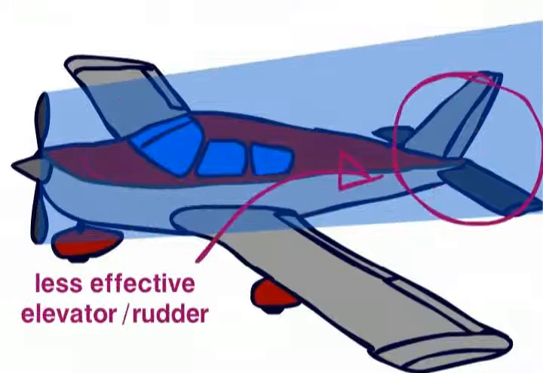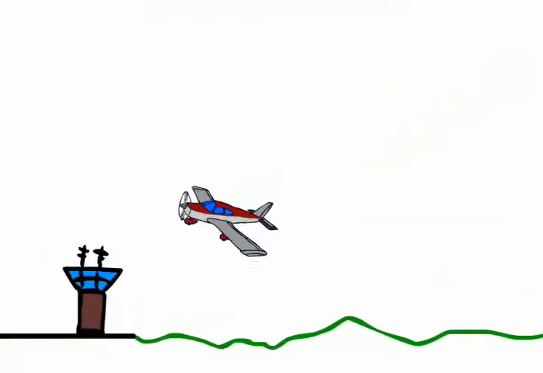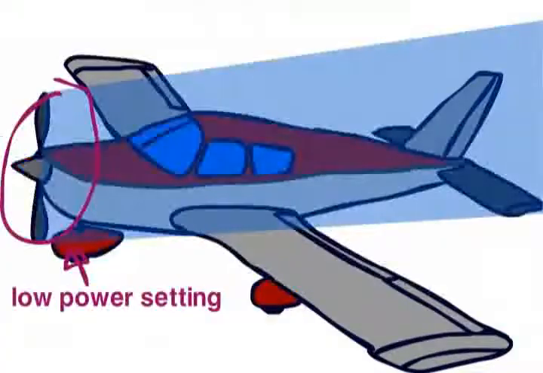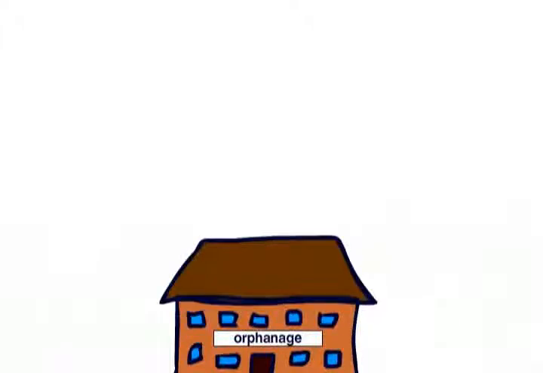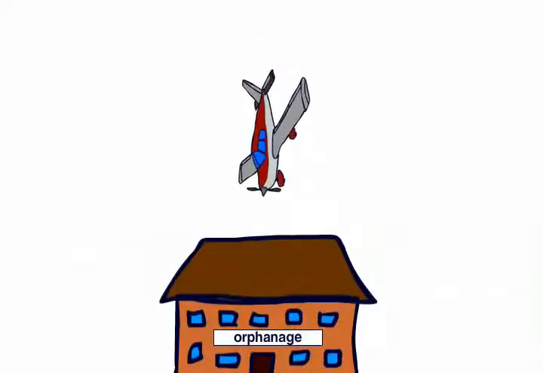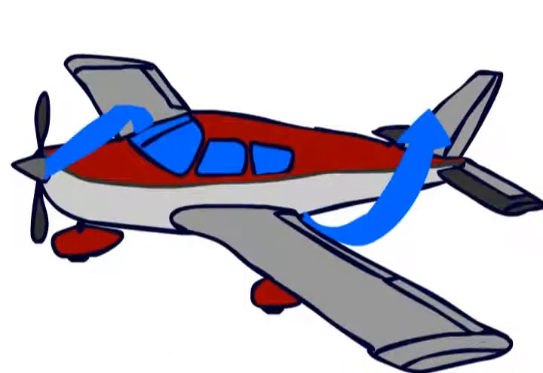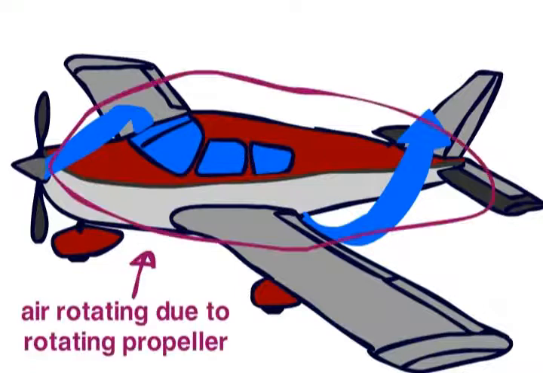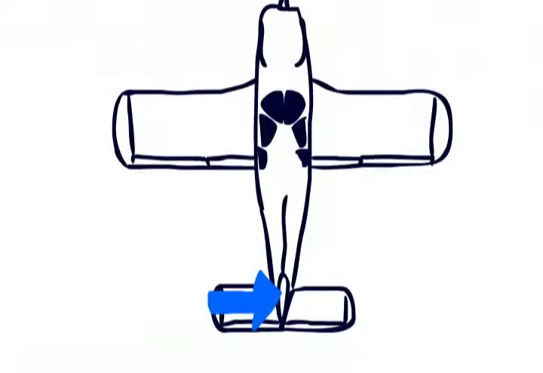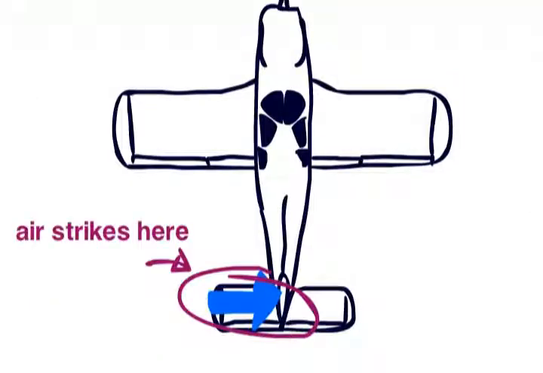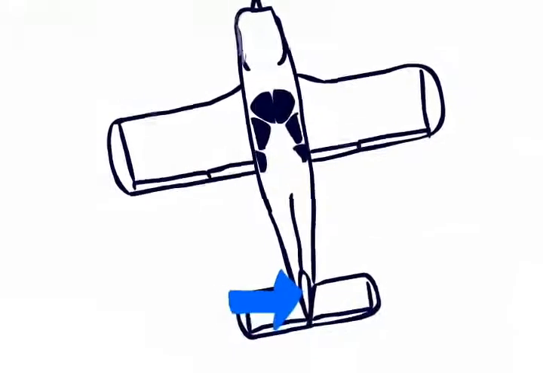This is important to bear in mind when performing a go-round, and therefore quickly moving from a very low to a very high power setting. Using the same heavy-handed control movements after applying full power may have unfortunate consequences. The propeller also causes the airflow to rotate around the aircraft. Most propellers rotate clockwise, and therefore the airflow strikes the fin on the left, producing a sideways force on the fin from the right. This will result in a left yaw.